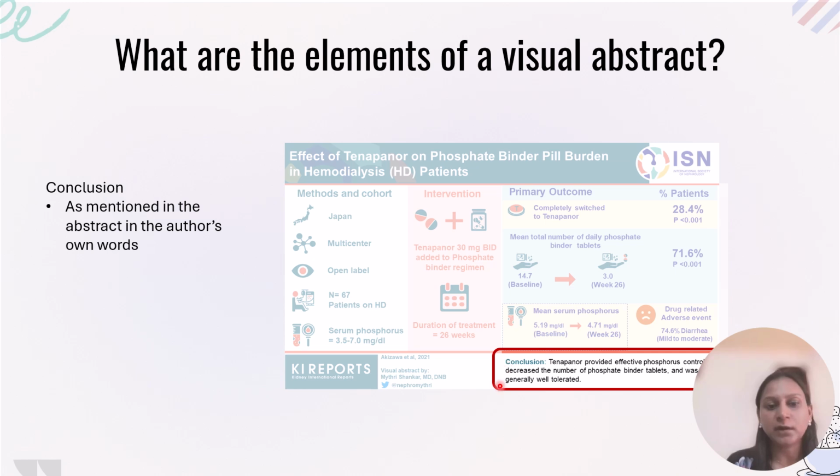And finally, we have the conclusion. It is best that you put in the conclusion as mentioned in the abstract in the author's own words. Do not interpret the conclusion, do not put in your personal interpretation of the paper as the conclusion.